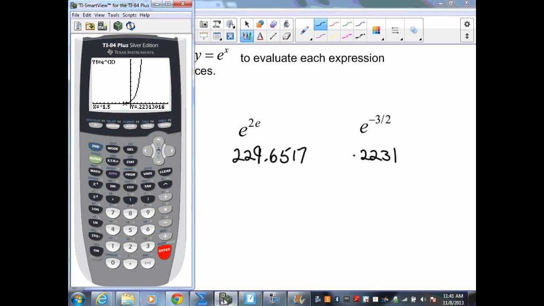You could also calculate these values by just going to second, e to the x, or ln, and then placing the value that you want, which is here, for example, -3/2. -3 divided by 2. And notice we get the same value. But I wanted to show you the actual graph and how to calculate values by using the second trace or calculate.